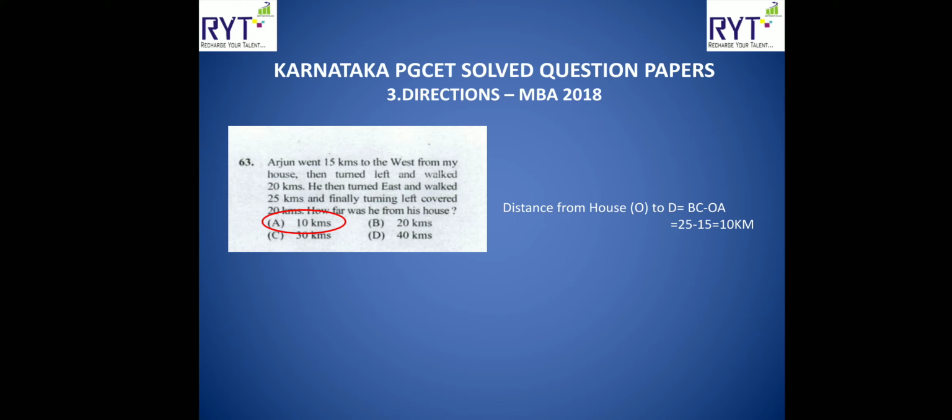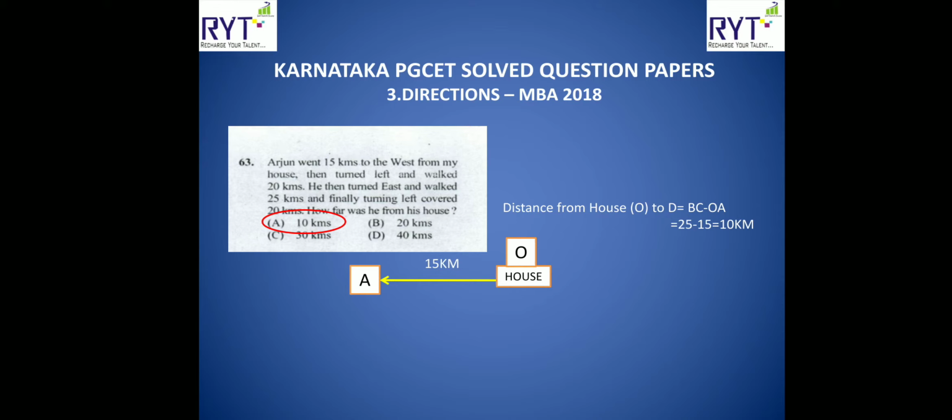Okay, let us see. Arjun initially went 15 kilometers to the west. Let us assume this is house and we will make it as O. He traveled towards west now. West means this side. So towards west he traveled 15 kilometers.